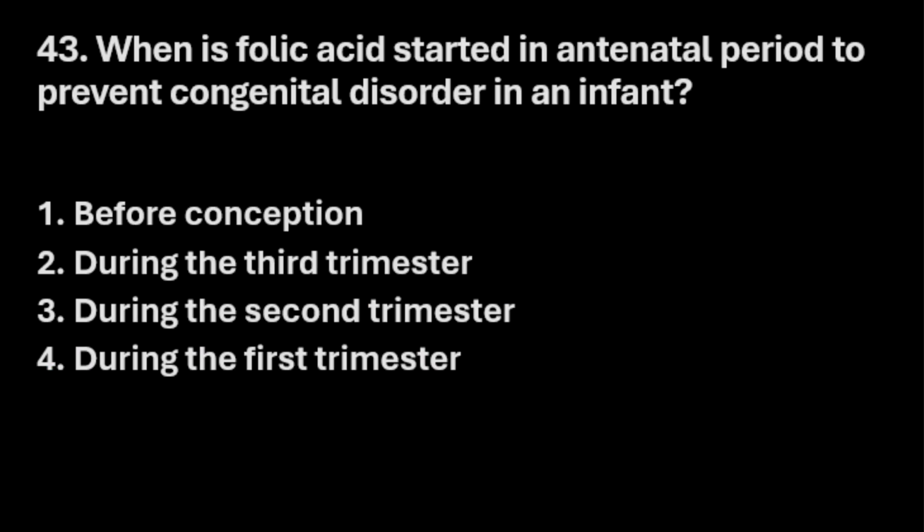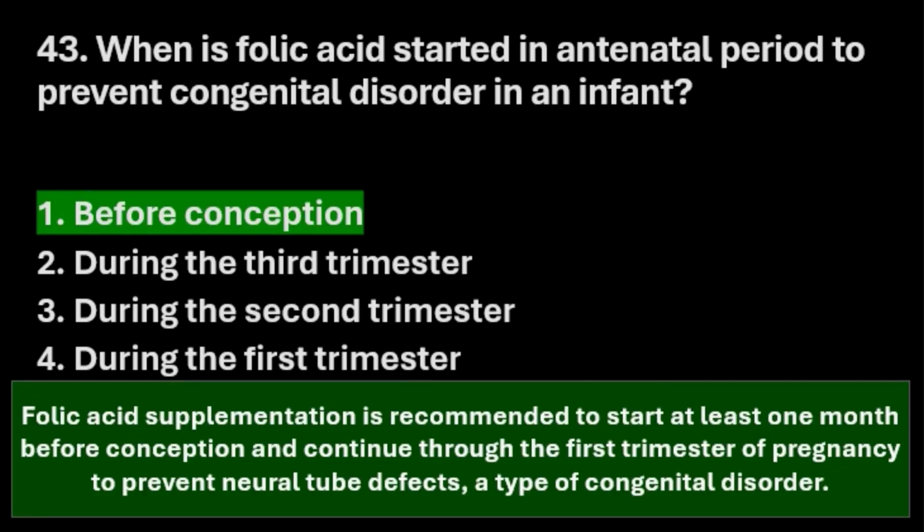Next question. When is folic acid started in the antenatal period to prevent congenital disorders in an infant? Option 1, before conception; option 2, during the third trimester; option 3, during the second trimester; and option 4, during the first trimester. The right answer here is option 1, before conception. Folic acid supplementation is recommended to start at least 1 month before conception and continue through the first trimester of pregnancy to prevent neural tube defects, a type of congenital disorder.